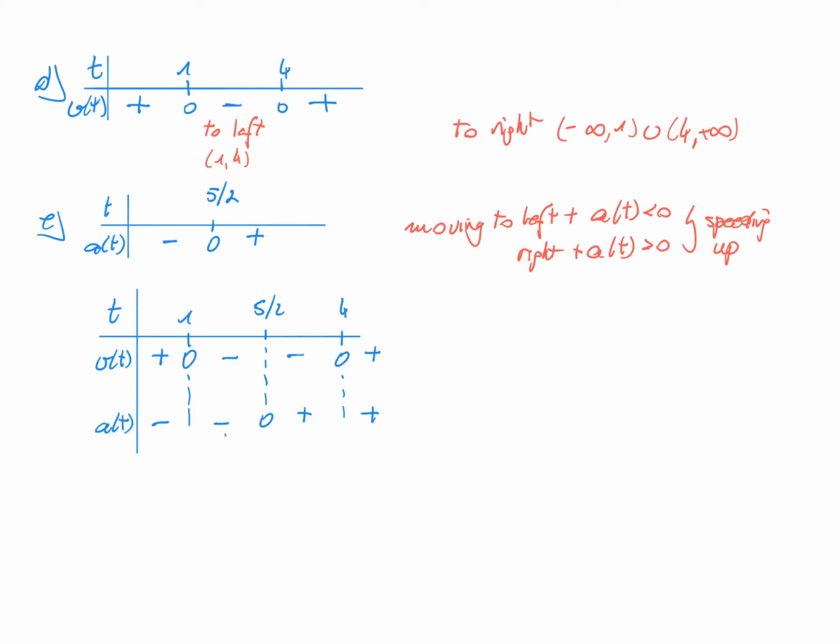So in this case, here between 1 and 5 over 2, the object speeds up, and the same if the time is larger than 4. Because the sign is the same thing. If it is smaller than 1, my v of t is positive, my a of t is negative, so here it slows down. The acceleration and the velocity are not reinforcing each other, but they are hindering each other. Same thing between 5 over 2 and 4. Here also the object slows down.